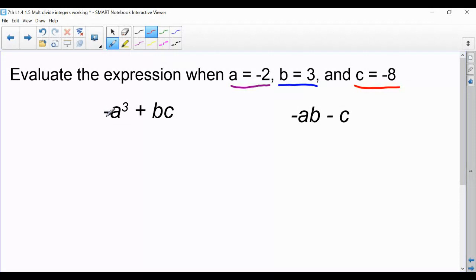First problem says -a to the power of 3 plus b times c. So we have -a. So we have negative and then whatever a is. So a is -2. And that is to the power of 3.